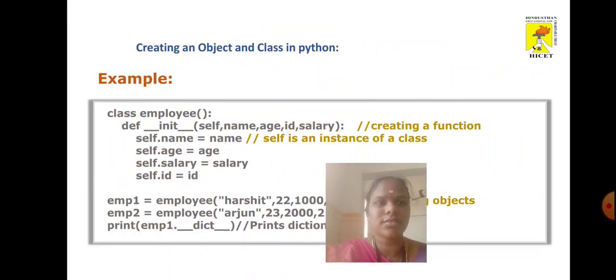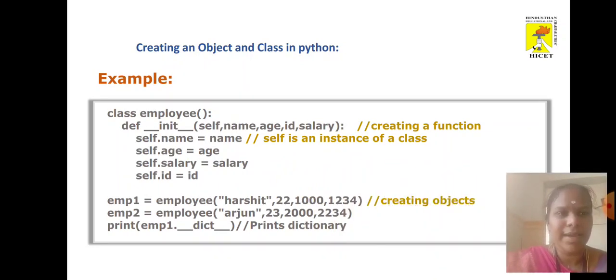Creating an object and class in Python. In the example, class is a keyword and Employee is the class name. After that, I create the initialize function: def __init__, self, name, age, ID and salary. Self is an instance of the class. Then self.name equals name, and likewise age, salary and ID. These are my members.